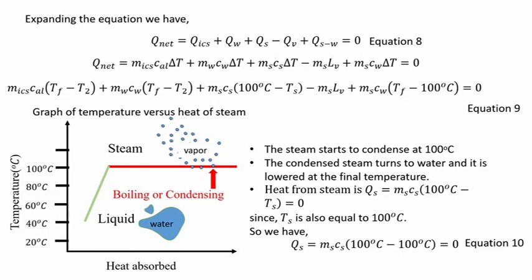Here we examine the temperature versus heat for the steam that was introduced in the system. We see that the steam starts to condense at 100 degrees. The condensed steam turns to water and it is lowered to the final temperature. Heat from the steam is 0 since we see that the initial temperature is equal to the temperature during the transformation, which is 100 degrees. So the contribution from this heat is 0, as shown in equation 10.